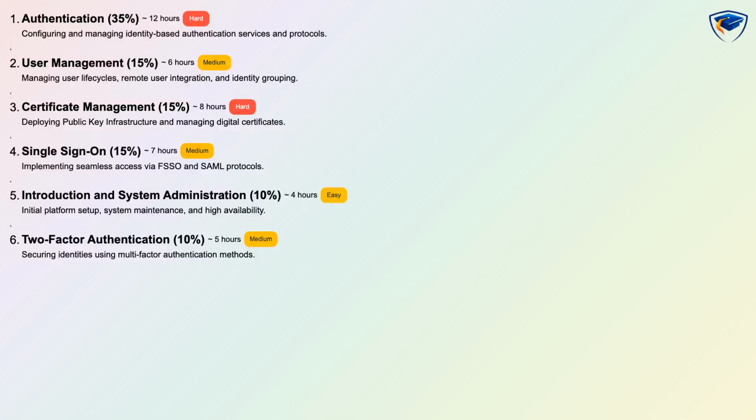You will get a clear plan for each domain and the key skills you must master. Overview of the syllabus and weights. Authentication is the largest domain at 35%, followed by user management at 15%, certificate management at 15%, single sign-on at 15%, introduction and system administration at 10%, and two-factor authentication at 10%.